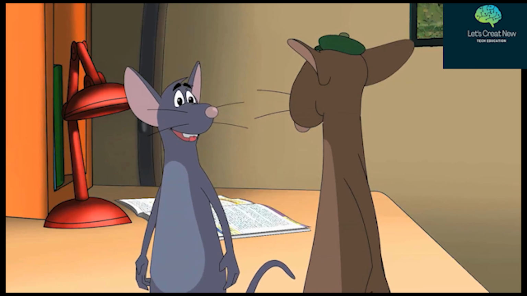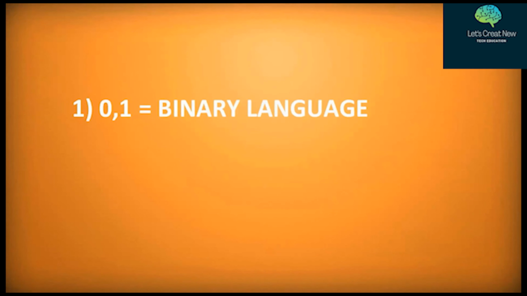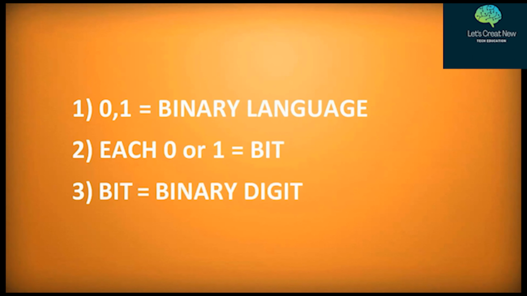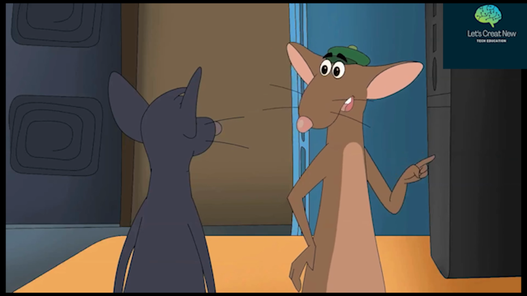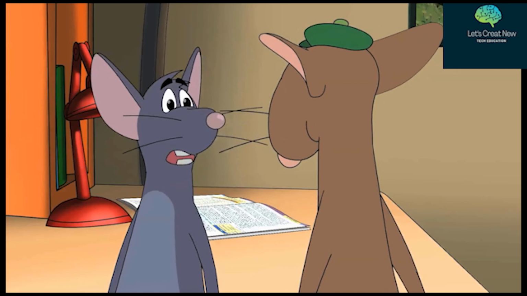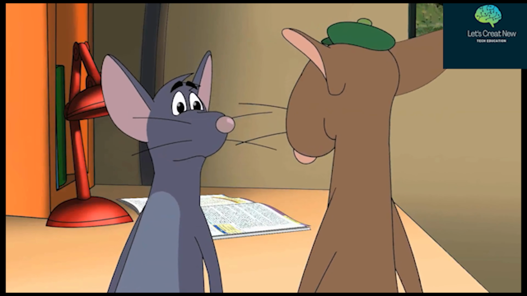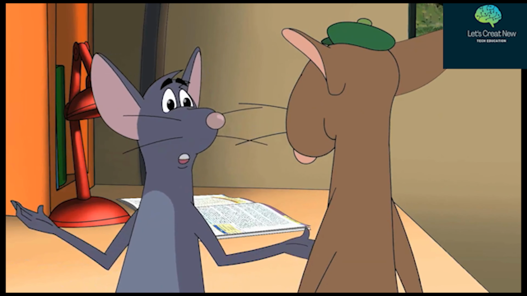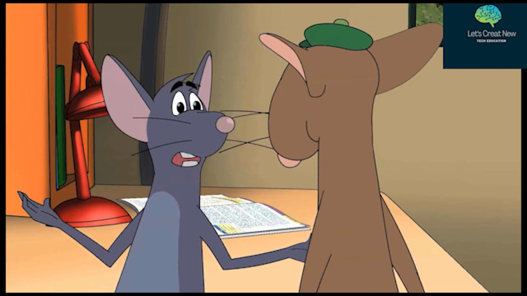Now I'm starting to understand Tiri. Go on. So the 0 and 1 language is called binary and each 0 or 1 is called a bit, which is a short form for binary digit. This is the smallest unit of data for the binary system. So Tiri, what you mean to say is that every time I press a key on the keyboard, the computer translates it into zeros and ones for it to understand.